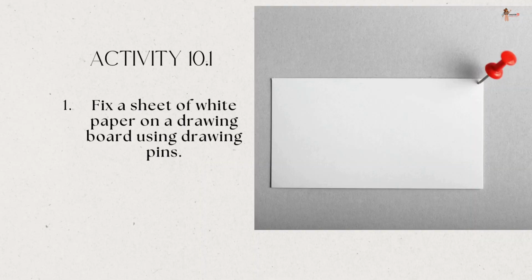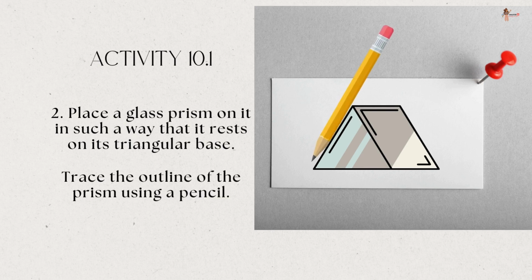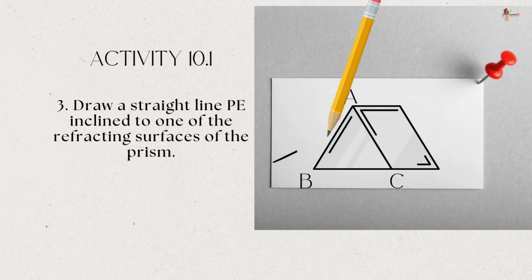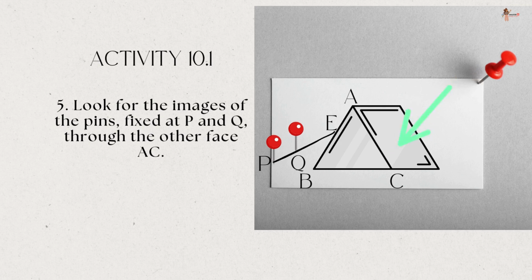Fix a sheet of white paper on a drawing board using drawing pins. Now place a glass prism on it in such a way that it rests on its triangular base. Trace the outline of the prism using a pencil. Draw a straight line PE inclined to one of the refracting surfaces, say AB, of the prism. Fix two pins, say at points P and Q on the line PE as shown here. Look for the images of the pins fixed at points P and Q through the other face AC.